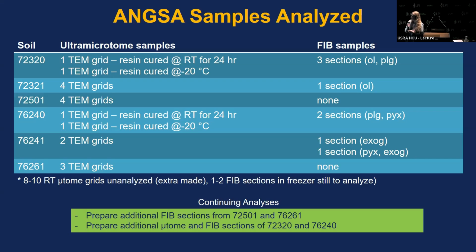So continuing forward, we want to prepare some additional FIB samples from the exposed samples because we've kind of neglected those. And we also plan to look at additional frozen samples. But at some point, we will have to make a judgment call on if we've looked at enough samples and start to take a look at the massive amount of data that we've collected and see what sorts of questions those data answer and what sorts of conclusions we can make from them.